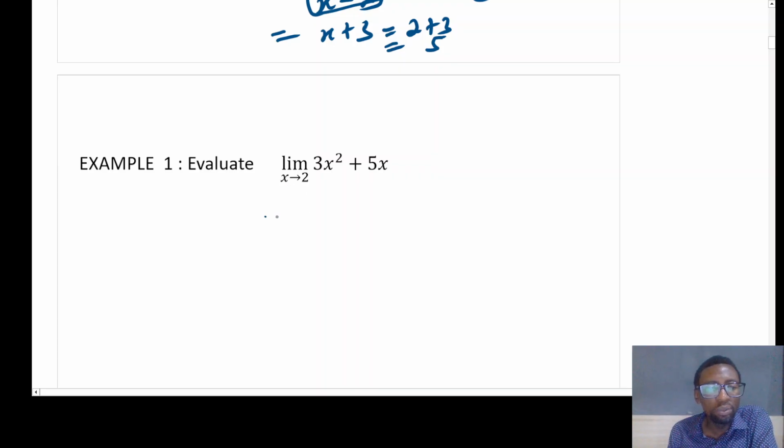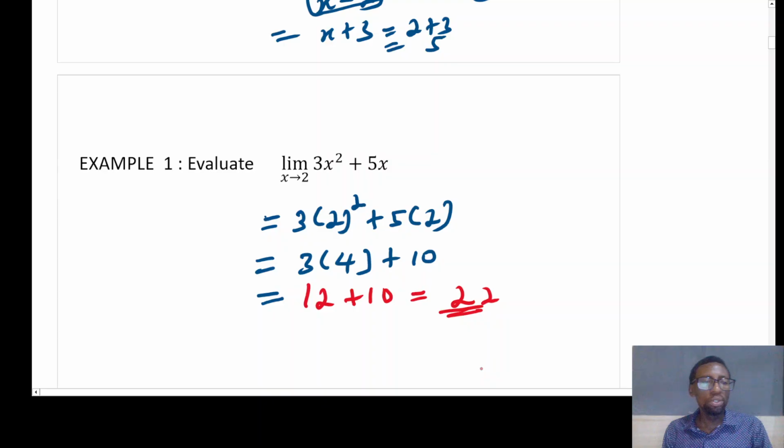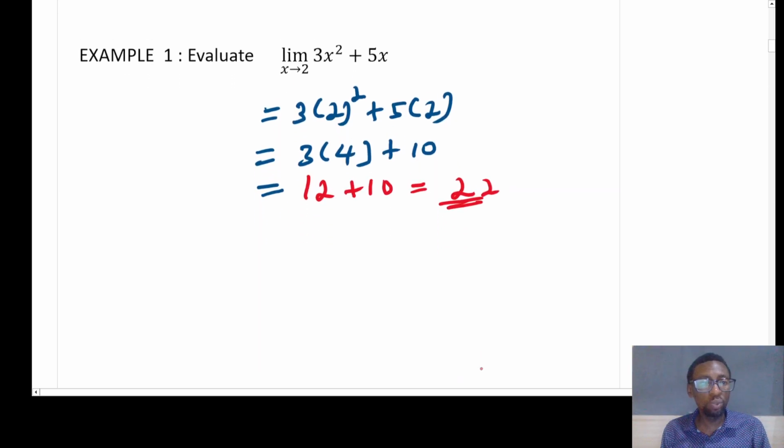So my answer here will be 3 bracket 2 squared plus 5 bracket 2. And that will give me 3 bracket 4 plus 10. And that gives us what? That gives us 12 plus 10. So the answer here is 22. So the limit as x tends to 2 for this function is 22.